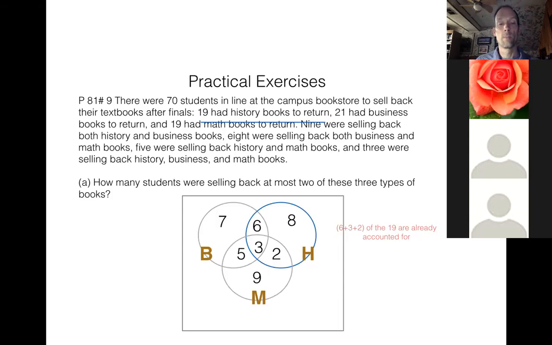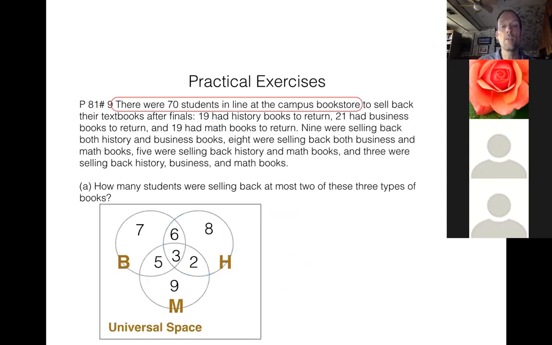The other students? Okay, which other students? The 70 students waiting in line? Exactly. Yeah, there's 70 students altogether. But what about the people that didn't do any of those 3 books? Like you just went and you bought a pen or something like that. So what it's getting at is that universal space concept.